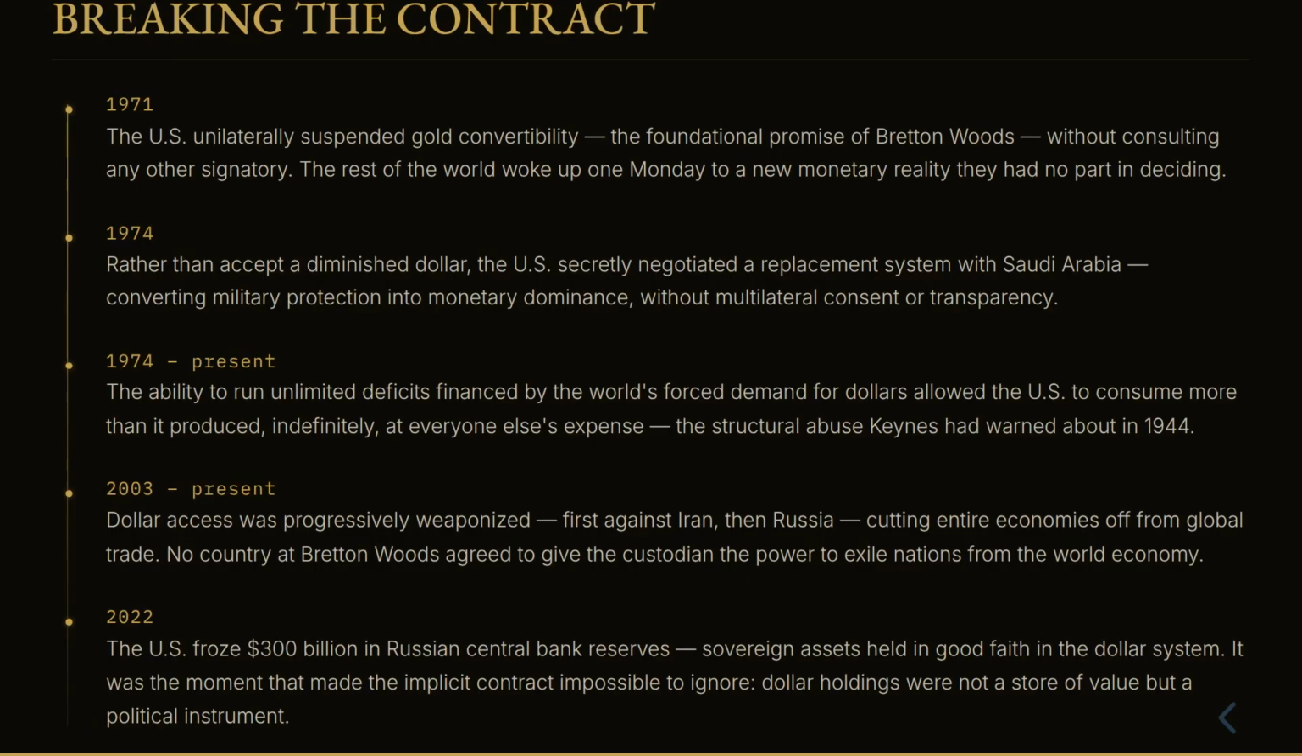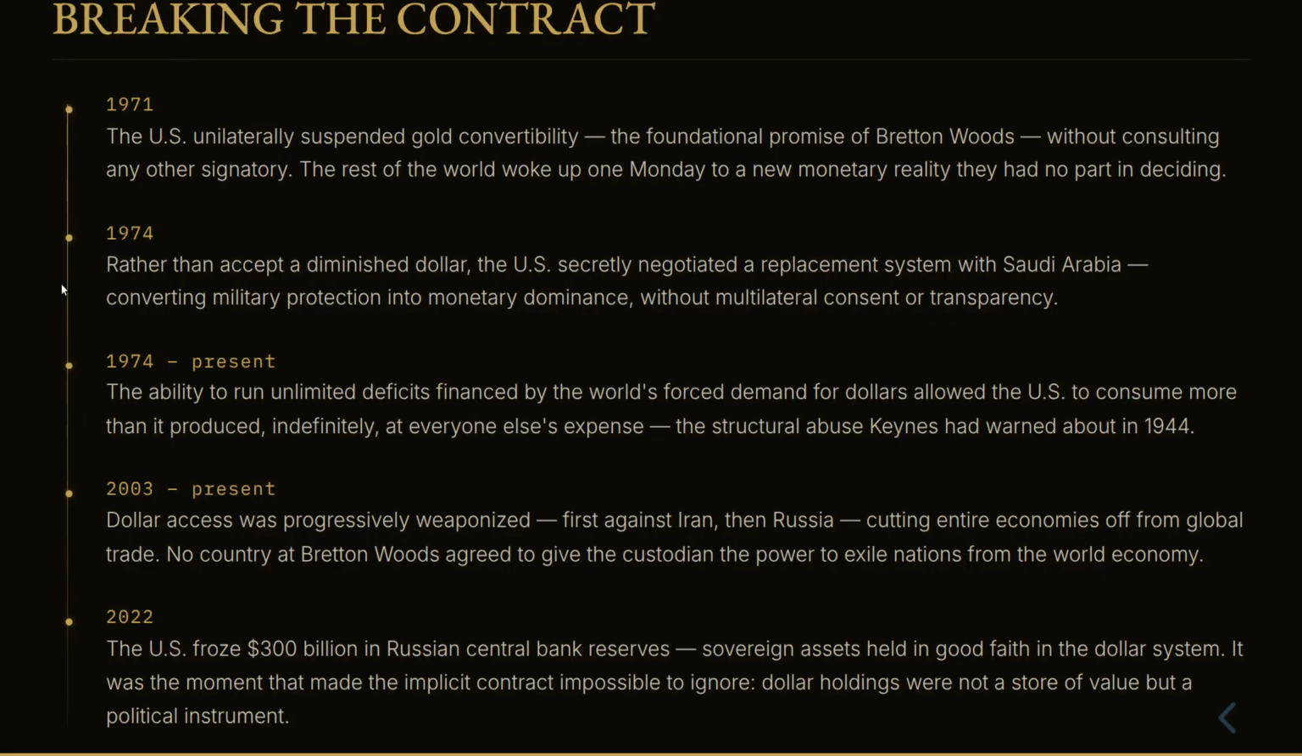1971. The US unilaterally suspended gold convertibility, the foundational promise of Bretton Woods, without consulting any other signatory. The rest of the world woke up one Monday to a new monetary reality they had no part in deciding. And remember, Nixon said this was temporary, right? So this is how much the world can actually trust the United States. They never went back to the original promise.